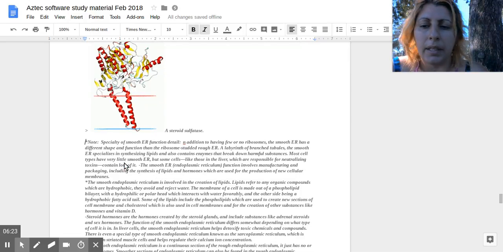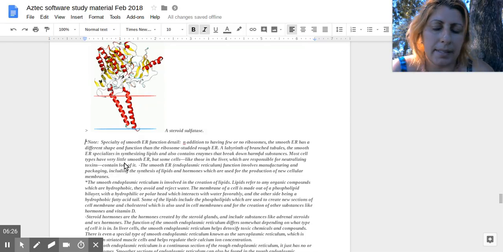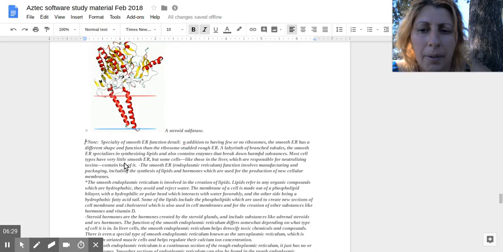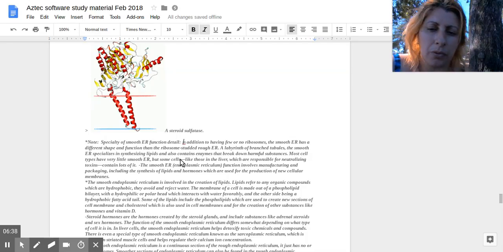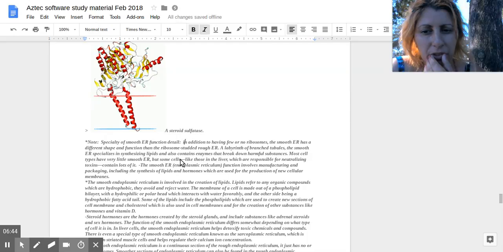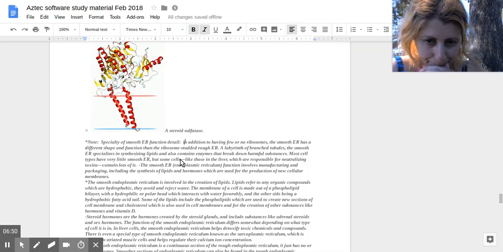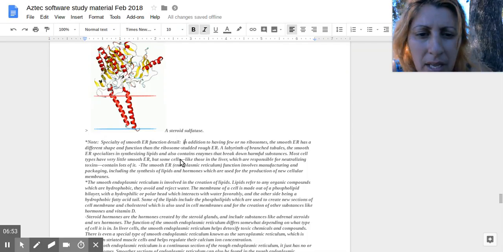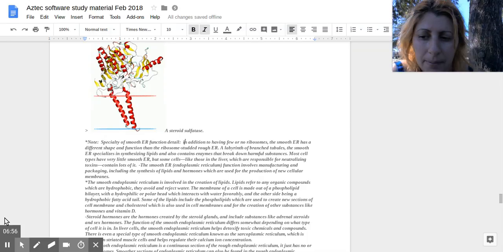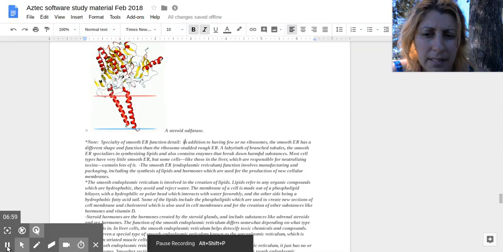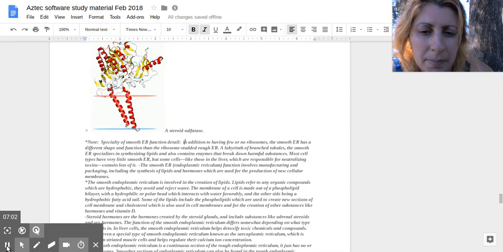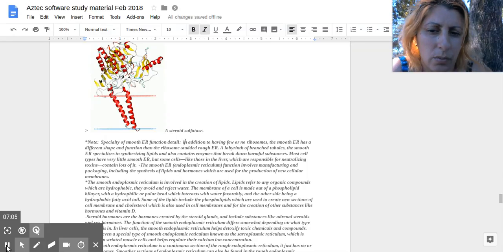So, the smooth endoplasmic reticulum. I'm going to add a little bit more detail than we had previously. Reviewing also, in addition to having few or no ribosomes, the smooth ER has a different shape and function than the ribosome-studded rough endoplasmic reticulum. A labyrinth of branched tubules, the smooth ER specializes in synthesizing lipids, and contains enzymes breaking down harmful substances as well.